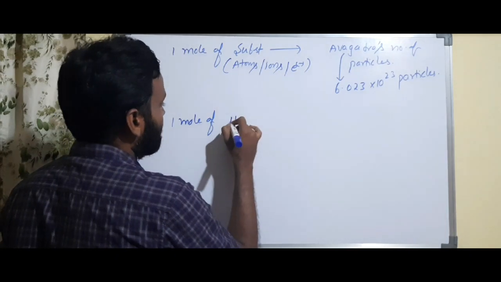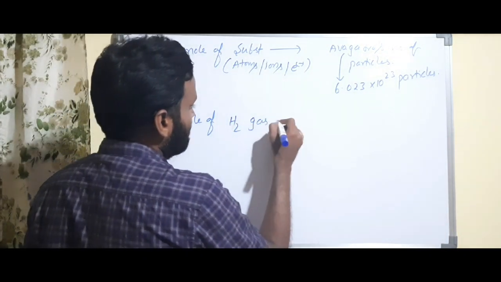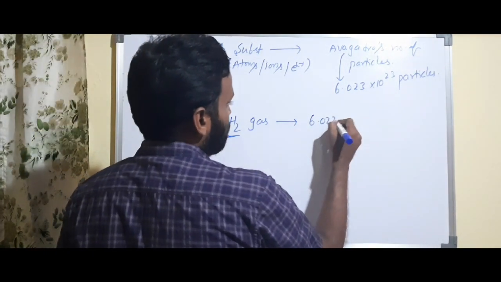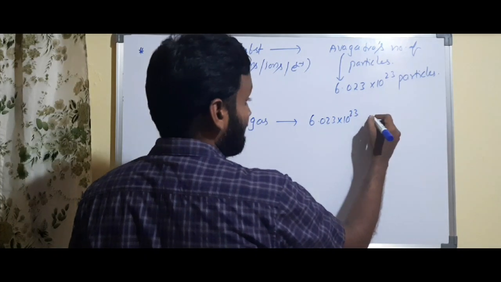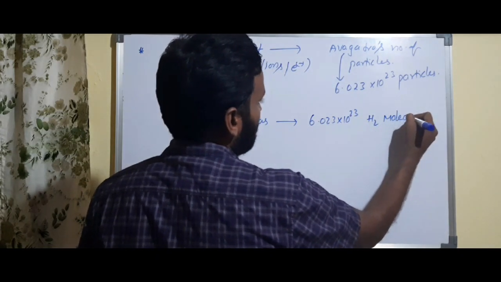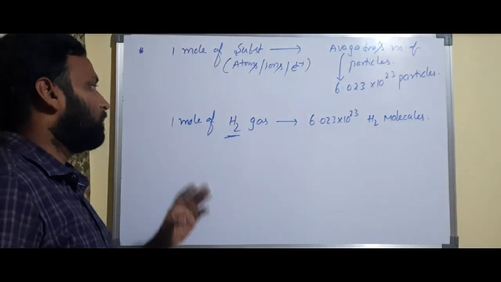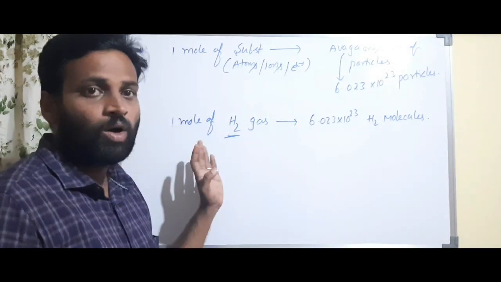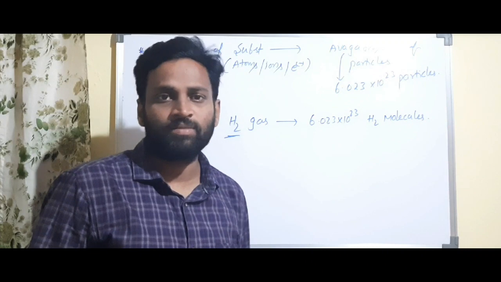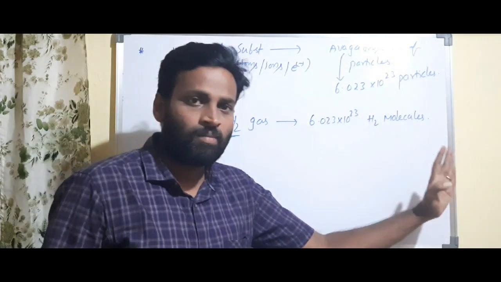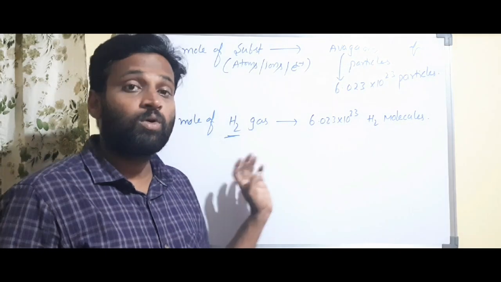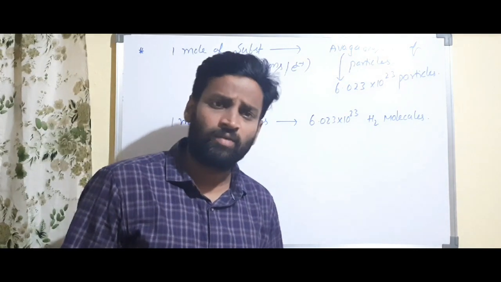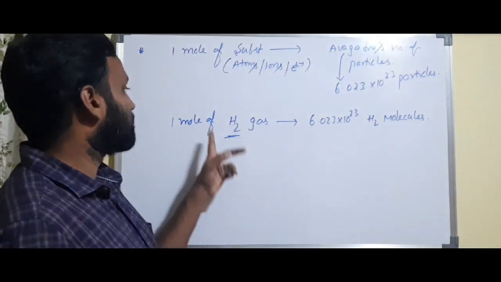Okay? So 1 mole of H2 hydrogen gas consists of how many H2 molecules? 6.023 into 10 power 23 H2 molecules are present. 1 mole means this much. 1 mole, Avogadro number of molecules. 1 mole of atoms, Avogadro number of atoms. 1 mole of ions, Avogadro number of ions. 1 mole of electrons, Avogadro number of electrons. Anything, protons, neutrons, whatever. For everything, the quantity representation is mole.